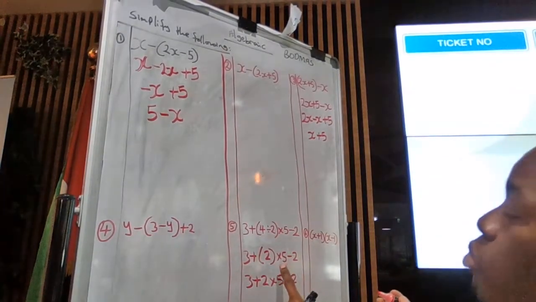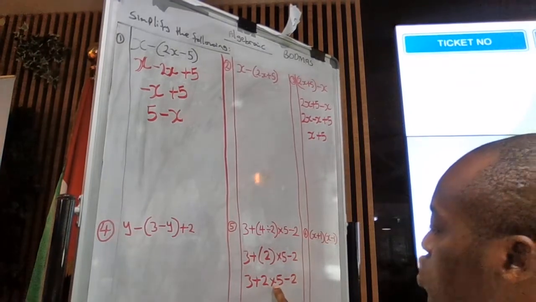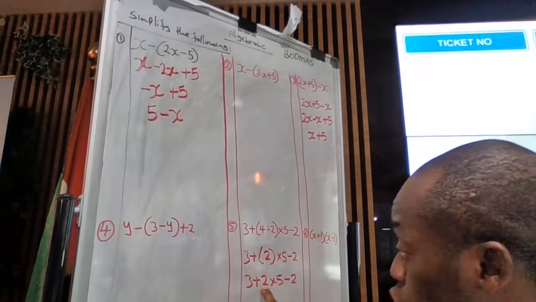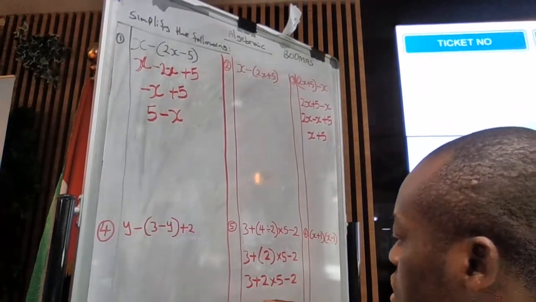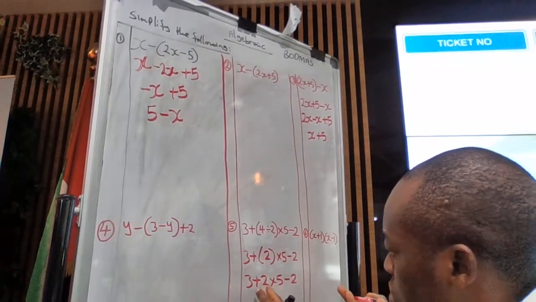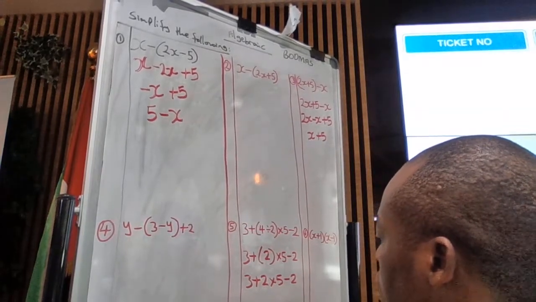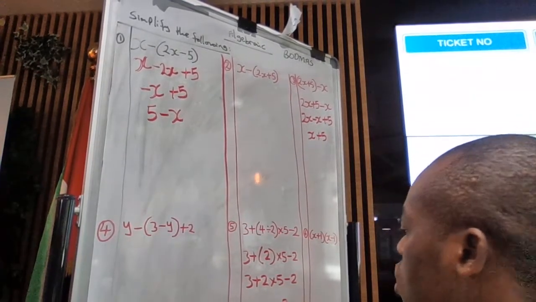The next one under BODMAS is multiplication. The multiplication is between 2 and 5, because the plus belongs to these 2. That is, you are multiplying 5 with plus 2. Plus 2 times 5 will give us plus 10 minus 2.